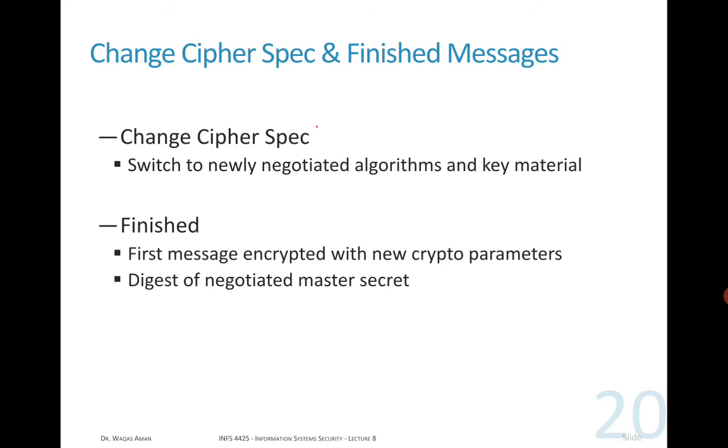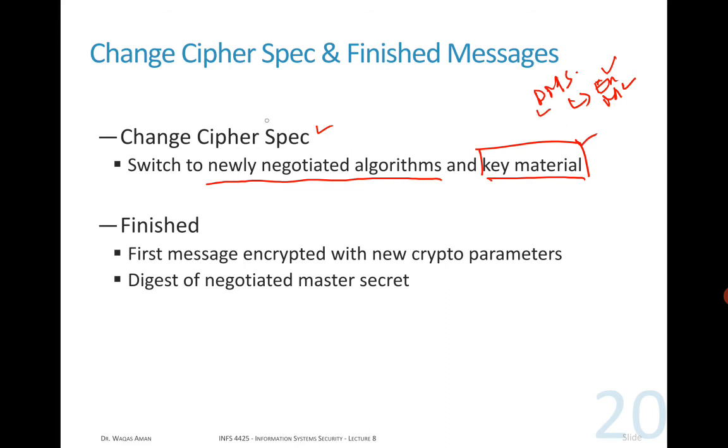What is the change cipher spec message? It is when we switch or confirm to the newly negotiated algorithms, when we confirm the SSL configuration and the key material. Key material means when, from the PMS, we derive the actual keys used for encryption, decryption, and for the message digest. All these keys are known as key material. Okay. So when both parties agree on the negotiated parameters and they have created this key material from the PMS, then they send each other what? The change cipher spec message.